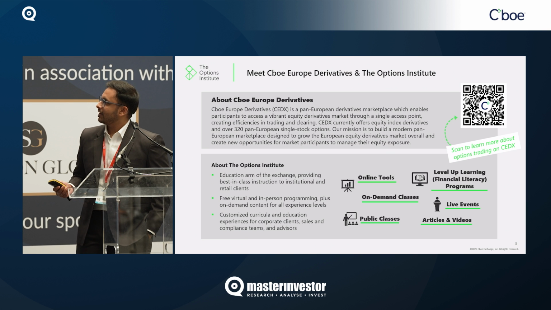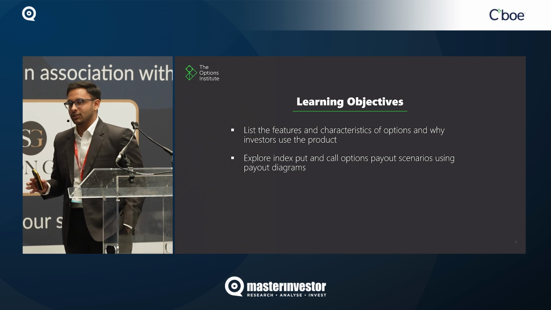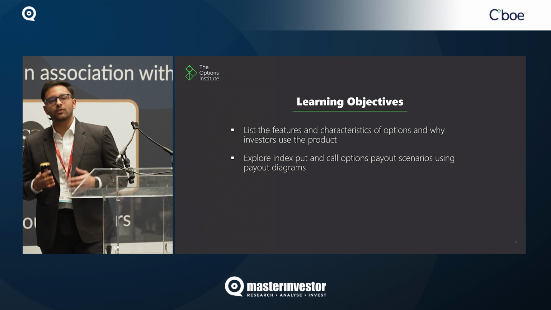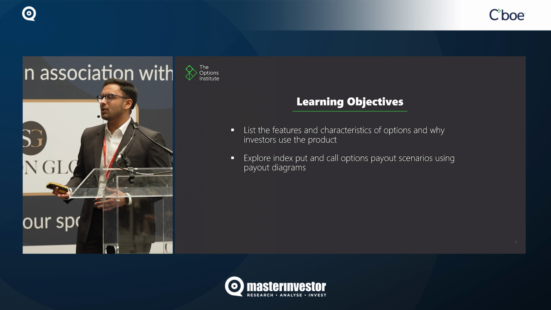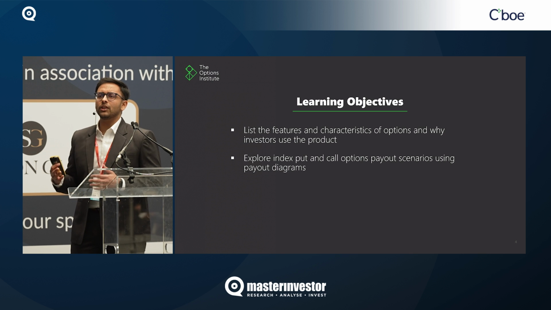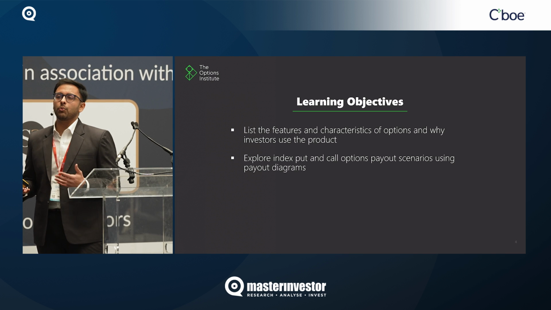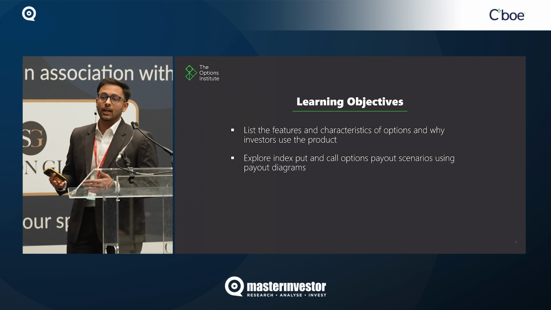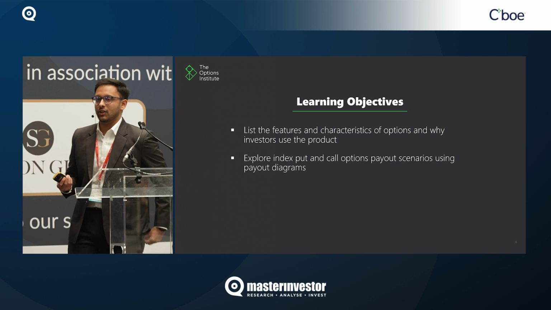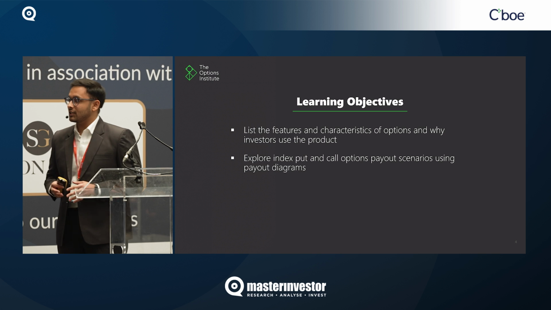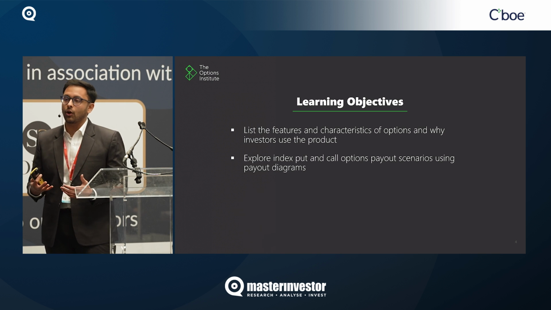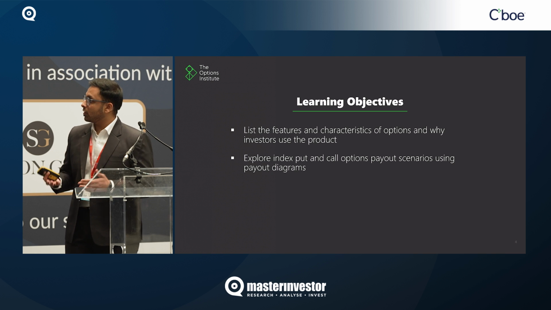All right, so for today's session, I have two main goals. First, diving a little bit deeper into what options are, their features and characteristics, and trying to understand why investors really use options. Secondly, thinking about what your profit and loss would look like if you were to trade an option, and how you visualize that kind of profit and loss scenario. We're going to do that using some examples with payout diagrams. The ultimate goal here is to combine your knowledge of options with your understanding of payout diagrams to give you all the tools you need to learn and trade options.